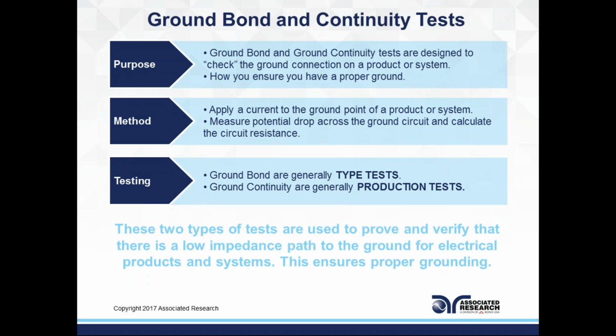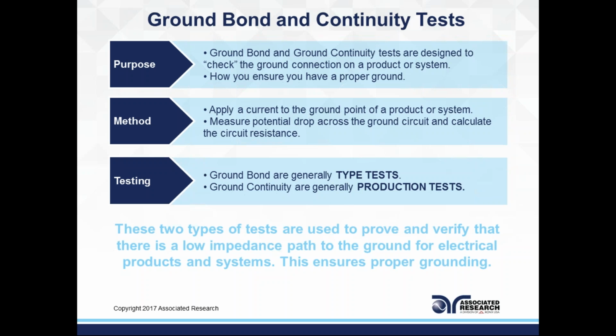So, ground bond and ground continuity testing. When it comes to product safety, when it comes to electrical safety testing of products, ground bond tests and ground continuity tests are called out for in mostly all the standards. So what's the purpose of this? The purpose of ground bond and ground continuity is designed to check for ground connection.